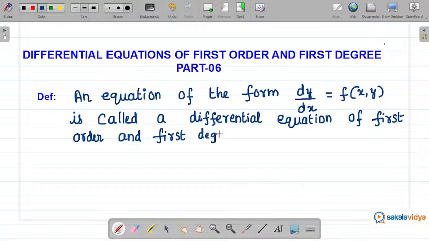This is enough. If you are asked the definition of a first order and first degree differential equation, simply write dy by dx is equal to f of x comma y. The equation which is in the form of dy by dx is equal to f of x comma y is called a differential equation of the first order and first degree. Now, how do we classify differential equations?